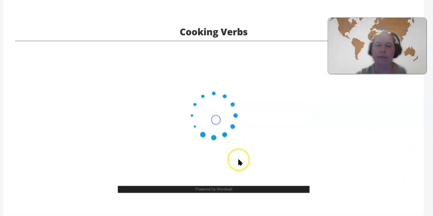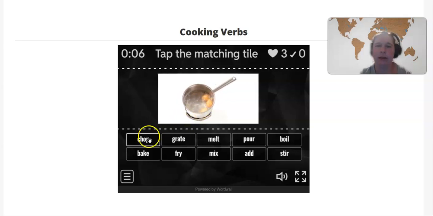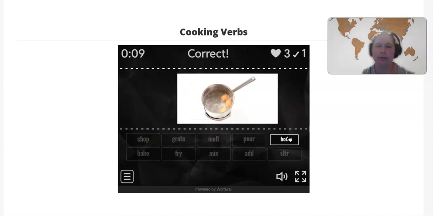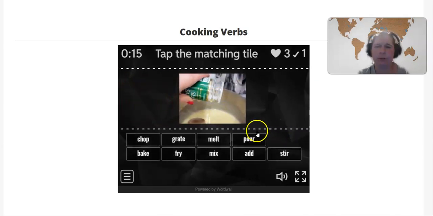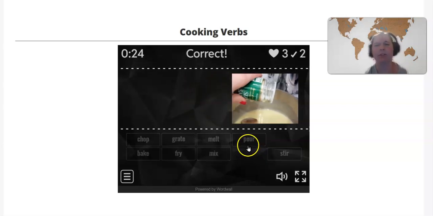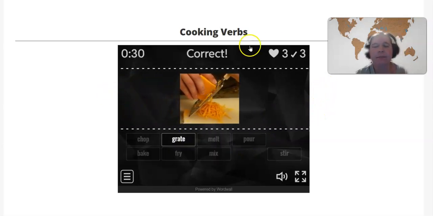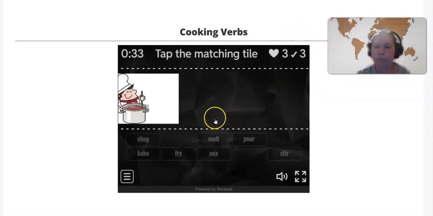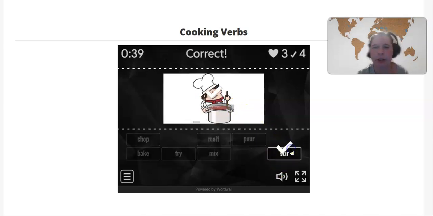And you can play this game. Push start. Ready, set, go. Okay, that looks like boil. Salt, maybe pour or add, or sprinkle. I'm gonna say add. Yep, add some salt. Cheese. Oh, grate the cheese. Stir or mix? That's probably stir.